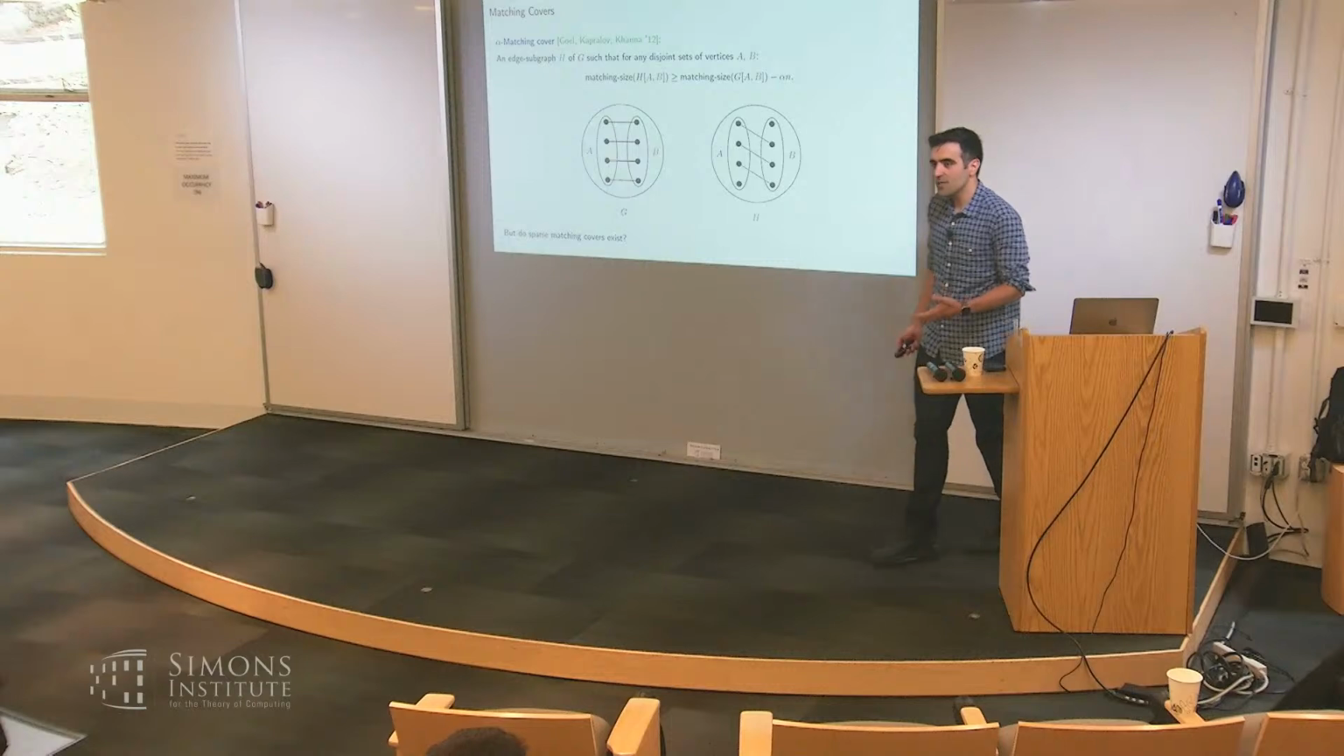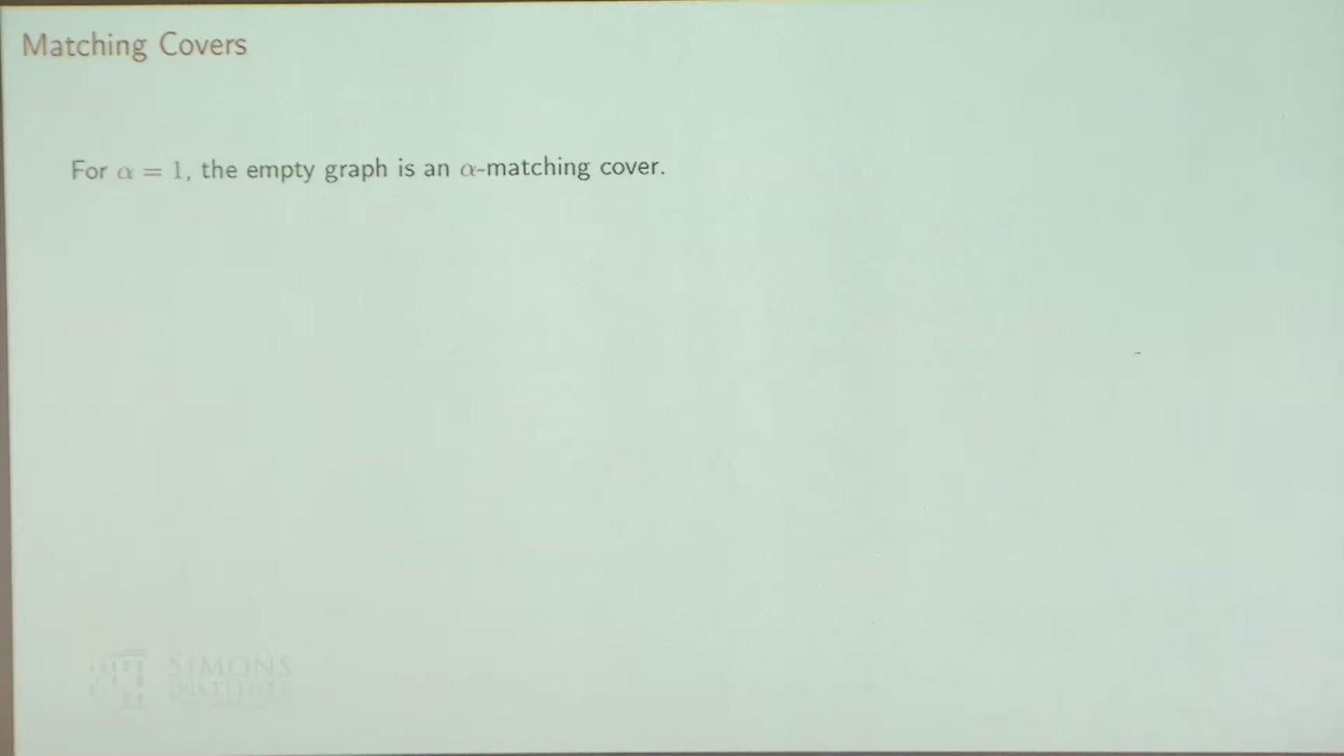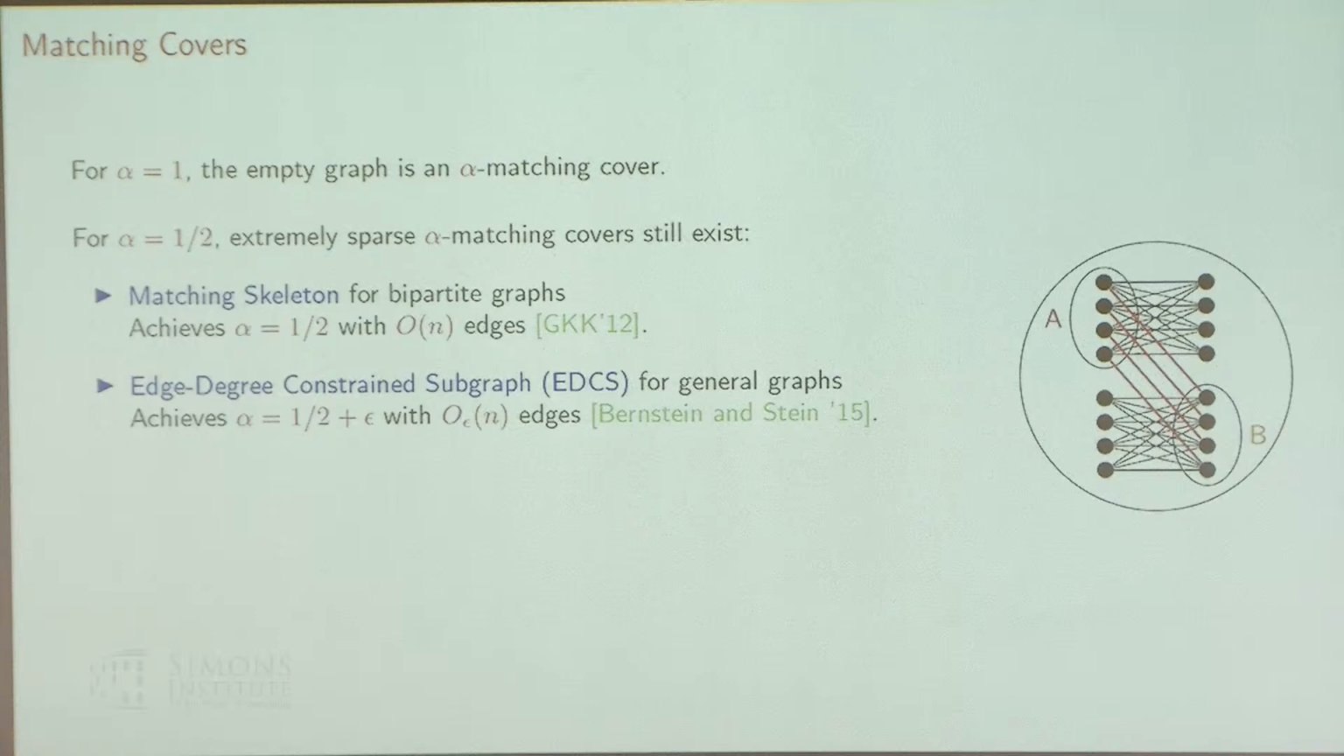All right. But do sparse matching covers exist or not? First of all, for alpha equals 1, the additive error is too large, so we can just take the empty graph, and it's going to be a matching cover. So it's super sparse. But the more interesting case is when we set alpha to be half. If we take a subset A, B that has a perfect matching but only includes half of the vertices of the graph, the matching cover can completely ignore this matching. So it has an additive error of half the number of vertices. So long as the matching covers less than half of the vertices, the matching cover doesn't need to cover it. It only needs to cover it if it includes more than half of the vertices.